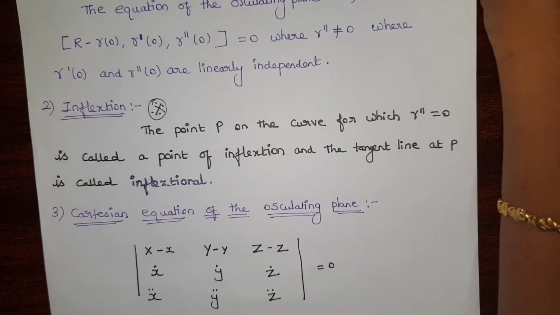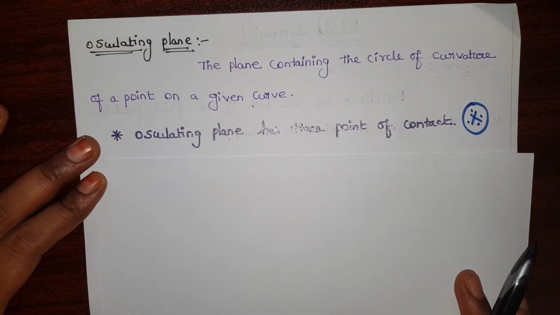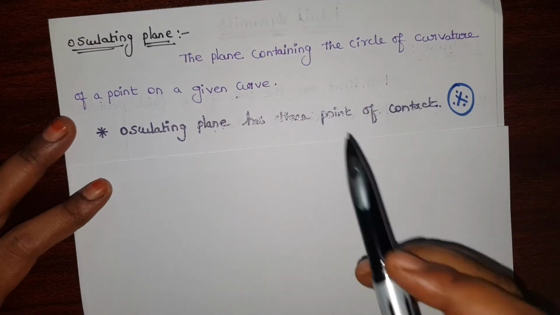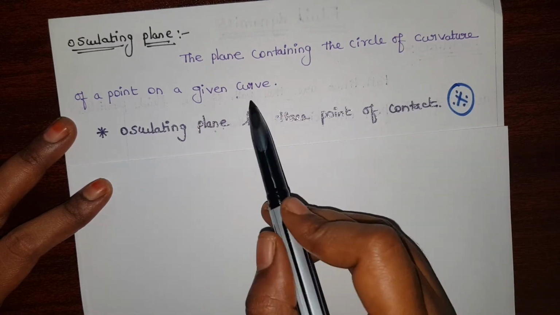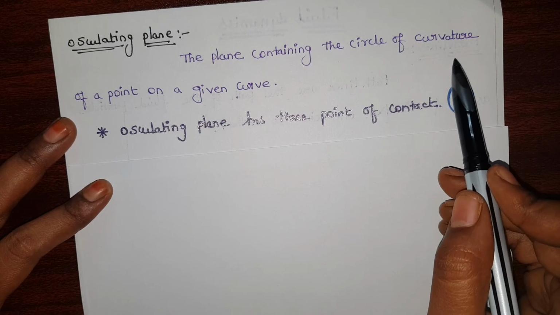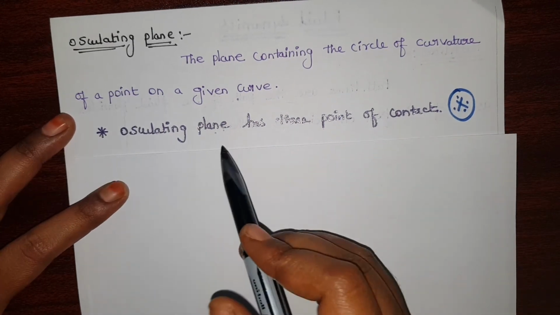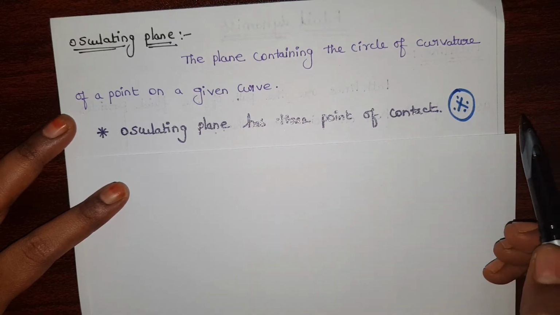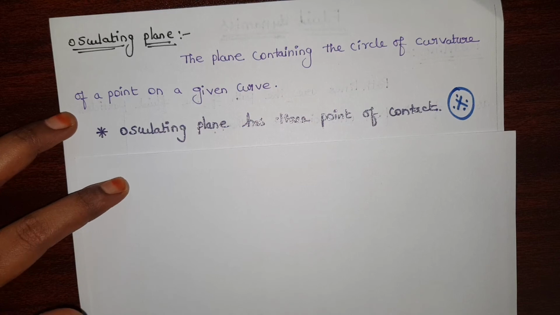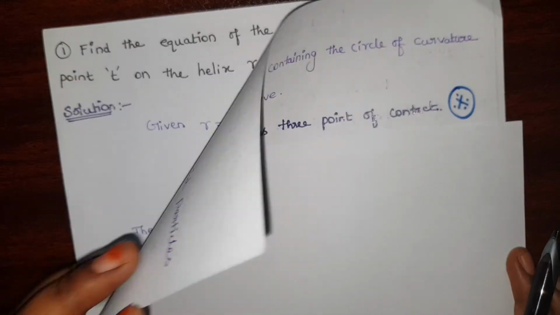Then we see another definition for the oscillating plane. The plane containing the circle of curvature at a point on a given curve is called the oscillating plane. The oscillating plane has 3 points of contact. This is also an important note. Then we see a problem related to the oscillating plane.